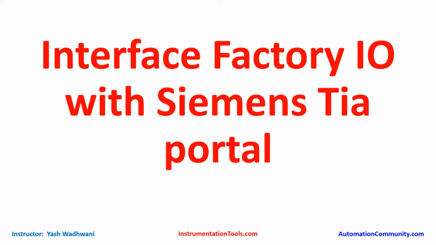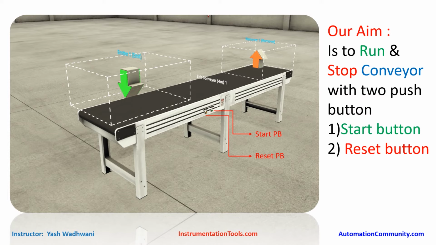Today's aim is to understand how to link Factory IO with our Siemens TIA Portal programming software. So let us begin. First of all, I will create one basic scene in Factory IO. And what will be the purpose of this basic scene? We will use one belt conveyor that will be turned on and off using start and reset push buttons. If we press the start push button, the conveyor will start, and if we press the reset push button, then the conveyor will stop.